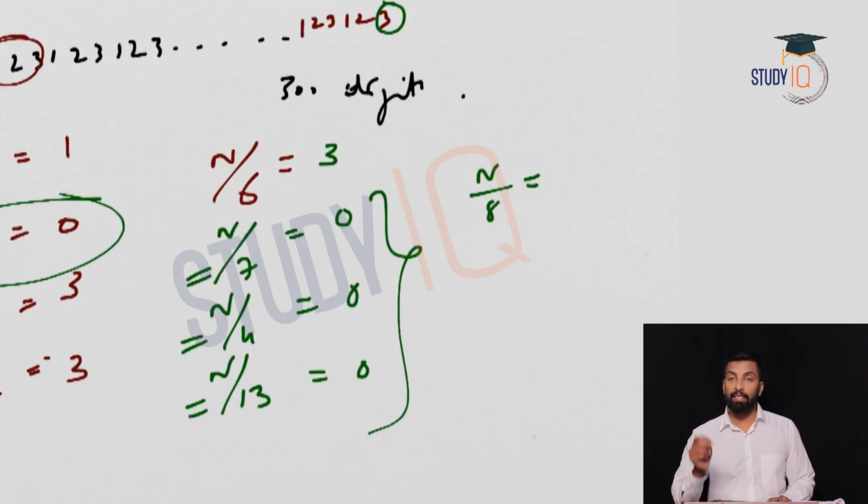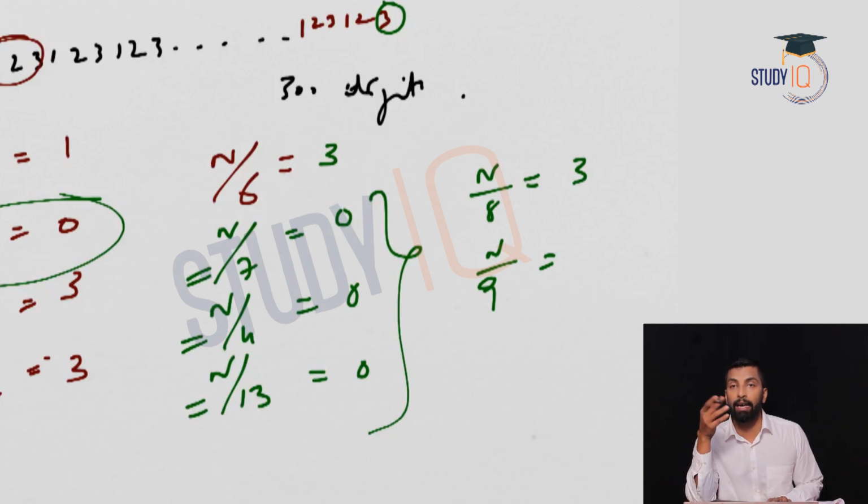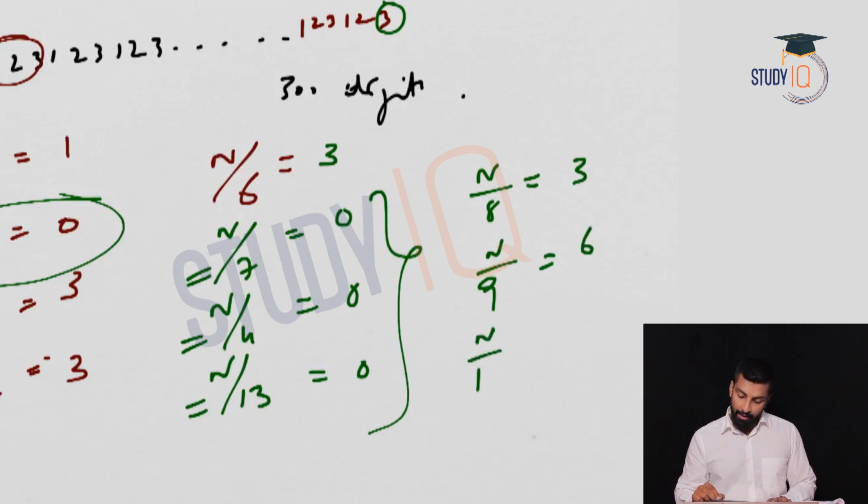N by 8. What is the divisibility of 8? Last 3 digits. So 120 is the multiple, so 3 is the remainder. N by 9. Divisibility of 9, sum of digits till you get a single digit. So 1, 2, 3 means 6. 100 groups are there means 600. Single digit means 6. So remainder is 6. N by 10. Divisibility of 10 is the last digit, so remainder is 3.